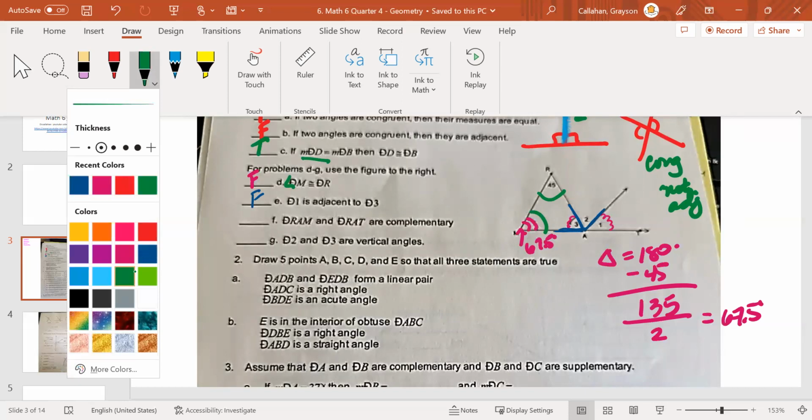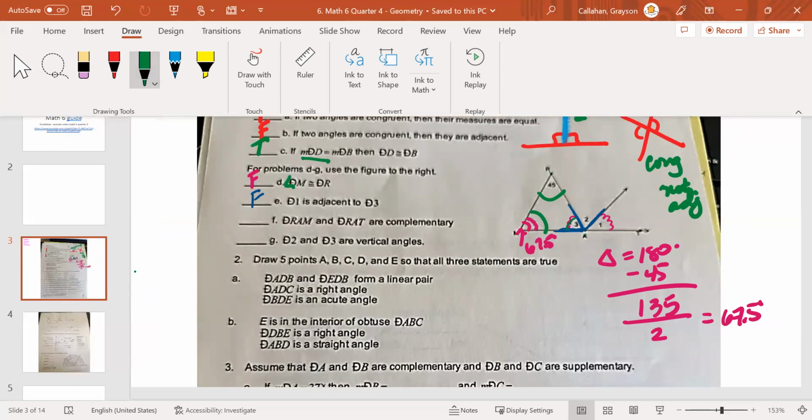Okay, angle RAM. So here is RAM. So this angle right here, RAM, and RAT, which is this angle right here, are complementary. Complementary means that they add up to 90 degrees. They do not. So false. Angle 2 and 3 are vertical angles. 2 and 3 are not vertical angles. Vertical angles will have to be like this. Do you see that? So that will be false.